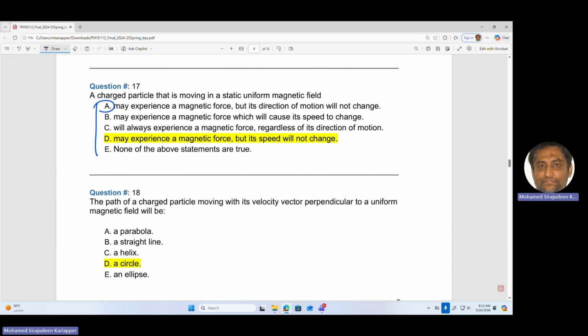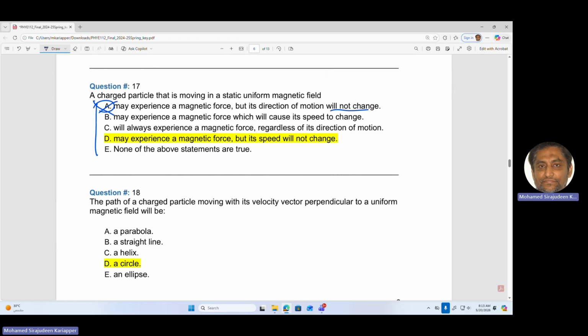May experience a magnetic force, but its direction of motion will not change. No, that's not true, because the force is not in the same direction as the velocity. It is perpendicular to the direction of the velocity. It will be perpendicular to both the velocity direction and the magnetic field direction. That means it will change the velocity direction. If something is going like this, and I apply a force perpendicular to that, of course it is going to change the direction. So that is wrong.